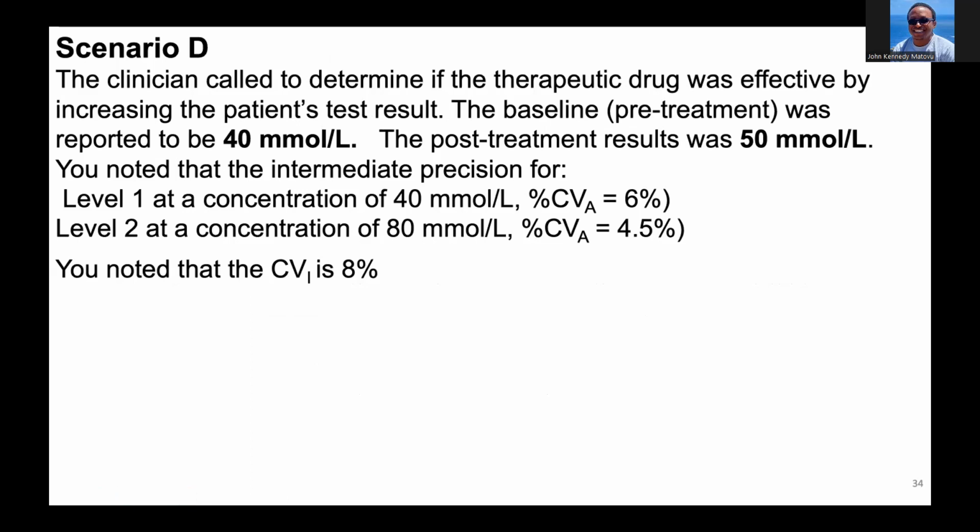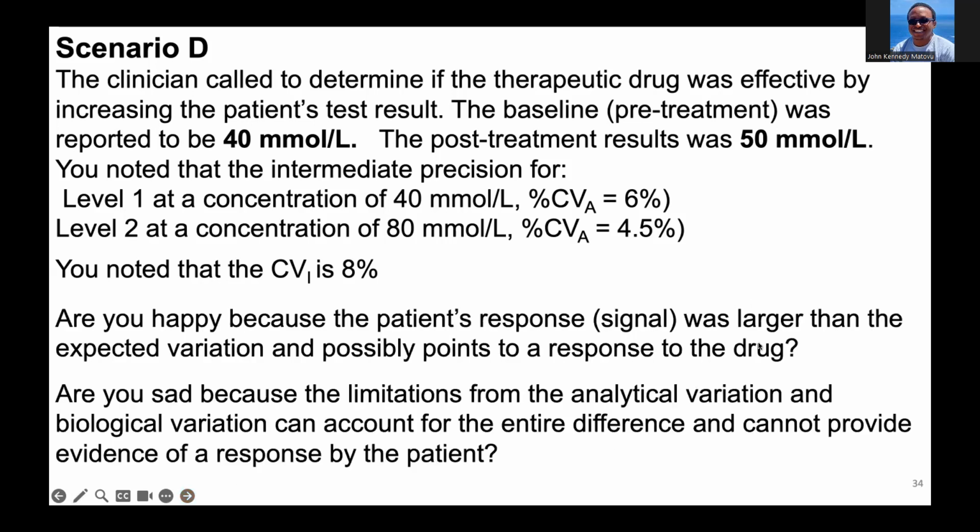So in this scenario, we are told that the clinician called to determine if the therapeutic drug was effective in increasing the patient's test result. Your baseline pre-treatment was reported to be 40 millimoles per liter, and post-treatment you were at 50 millimoles per liter. You noted that the imprecision was 6% at level 1 and 4.5% at level 2. And your CVI, your biological variation, was 8%. Are we happy or are we sad with this result, please? Scenario D, were we happy or sad?